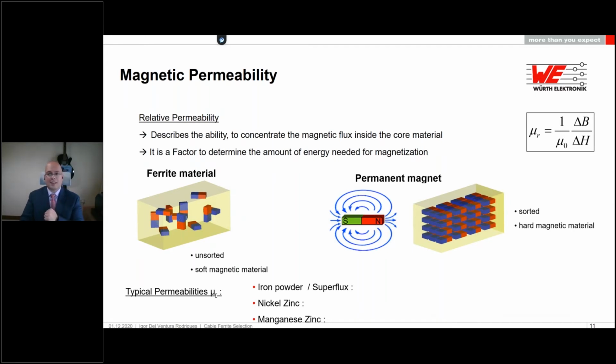Okay, and here are some examples of the typical μR values for some of the most common ferromagnetic materials that are utilized in order to make electronic components, such as iron powder or Superflux, which have between 50 and 150 μR, nickel zinc, which has between 40 and 1500, and last but not least, manganese zinc, which has between 300 and 20,000. So quite a lot.